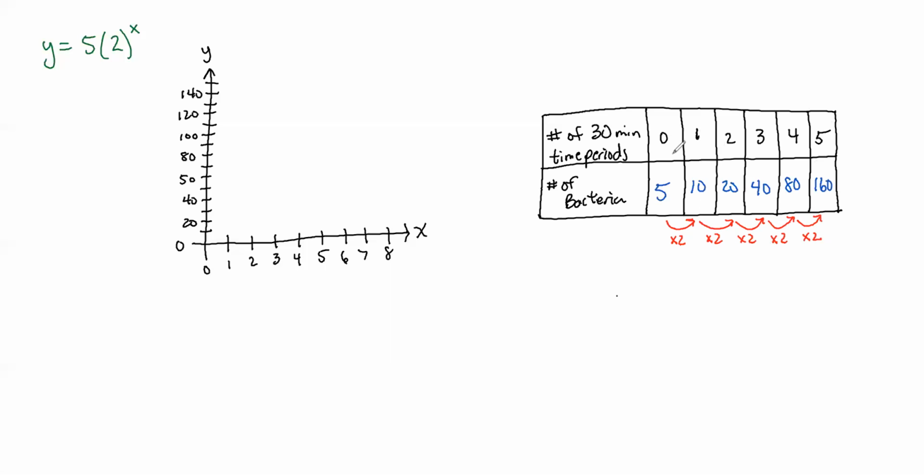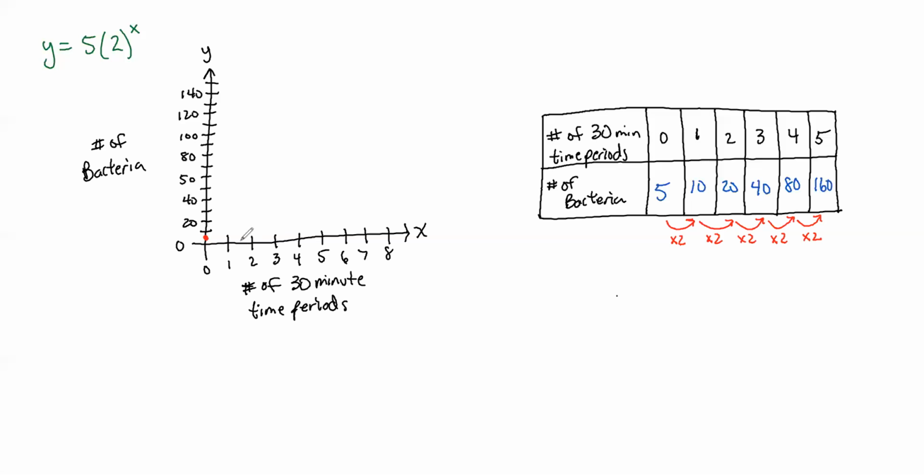All right. So now, let's graph. Starting at 5 and at 0, we're going to put a point right on the y-axis, and 0 for the time. Oh, wait. This helps if I label. This is number of 30-minute time periods, and this will be my number of bacteria. All right, now this will work out a little better.